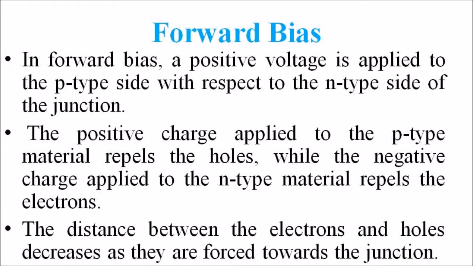The positive charge applied to the P-type material repels the holes, while the negative charge applied to the N-type material repels the electrons. The distance between the electrons and the holes decreases as they are forced towards the junction. This lowers the built-in potential barrier. With increasing forward bias voltage, the depletion layer eventually becomes thin enough that the built-in electric field can no longer counteract the charge carrier motion across the PN junction, consequently reducing the electrical resistance.